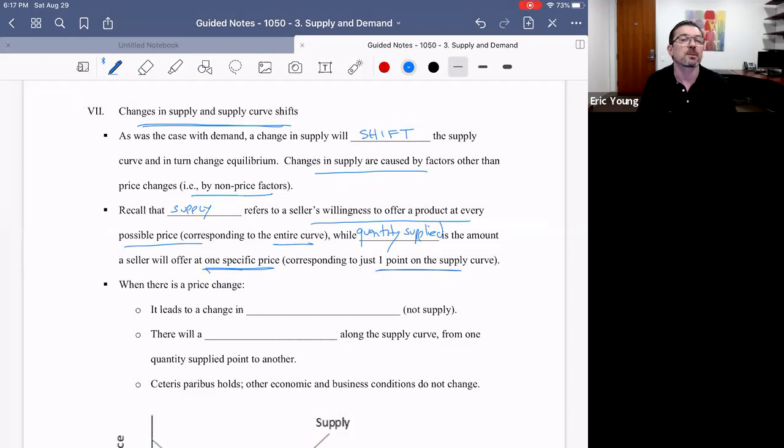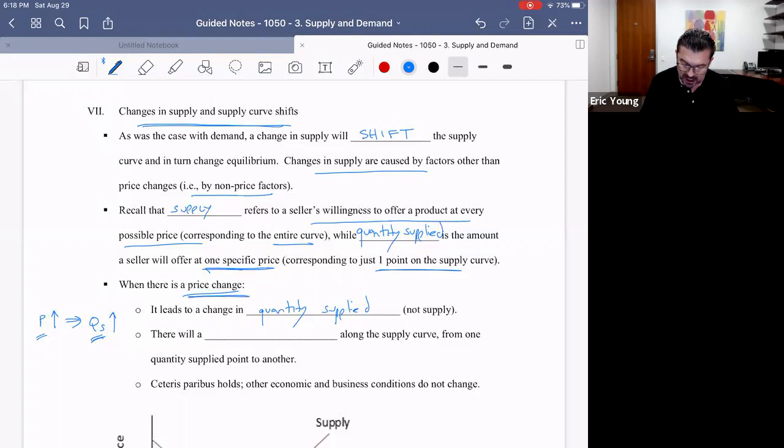To recap that in terms of how it affects a supply curve, when there is a price change, this will lead to a change in quantity supplied. Think back to our law of supply. Law of supply said that if price goes up, quantity supplied changes, not supply. This will be another midterm question. I'm going to say something to you like on your midterm: true or false? If price goes up, supply goes up. The answer is false. Price changes do not affect supply. They affect quantity supplied.